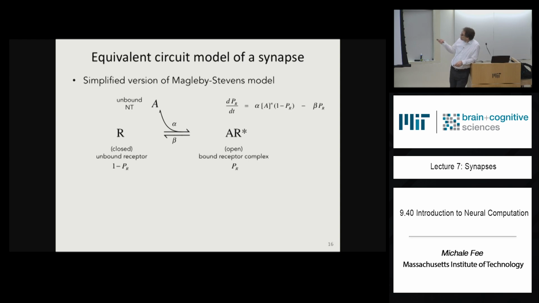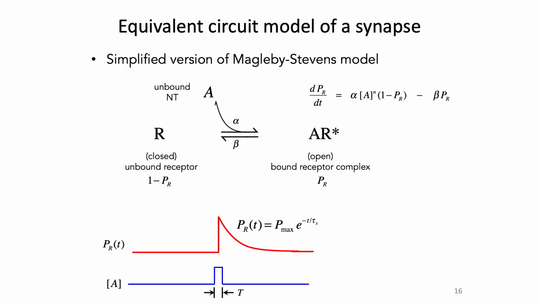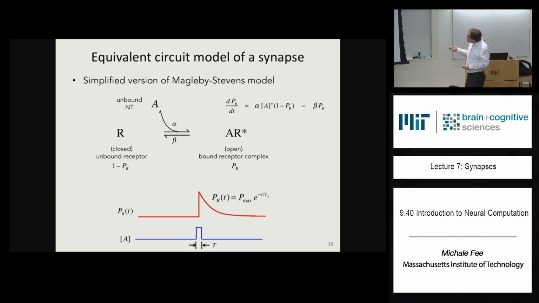Okay, so that's a simple model. And you can take a simplification of it. We're going to assume that the binding is very fast, that the alpha is very fast, so that when you put a pulse of neurotransmitter concentration onto the synapse, the probability of being open goes up quickly. The rate at which you go from unbound to bound is very high.